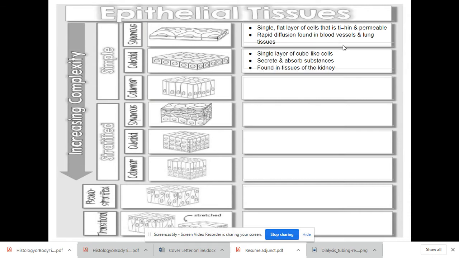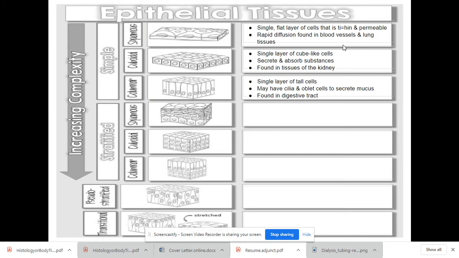Simple cuboidal is a single layer of cube-like cells. They secrete and absorb substances, and they are found in the tissues of the kidney. The square shape allows them to be very organized so that they can get secretion and absorption happening rapidly. Then simple columnar is a single layer of tall cells. They may have cilia and goblet cells to secrete mucus, and they are found in the digestive tract. We'll talk more about those at that point, and there's a reason why they are column-shaped.